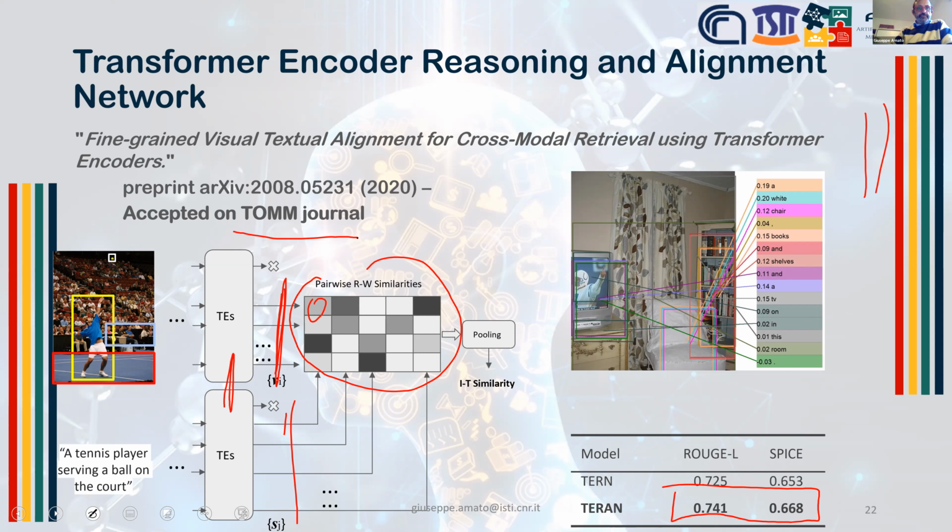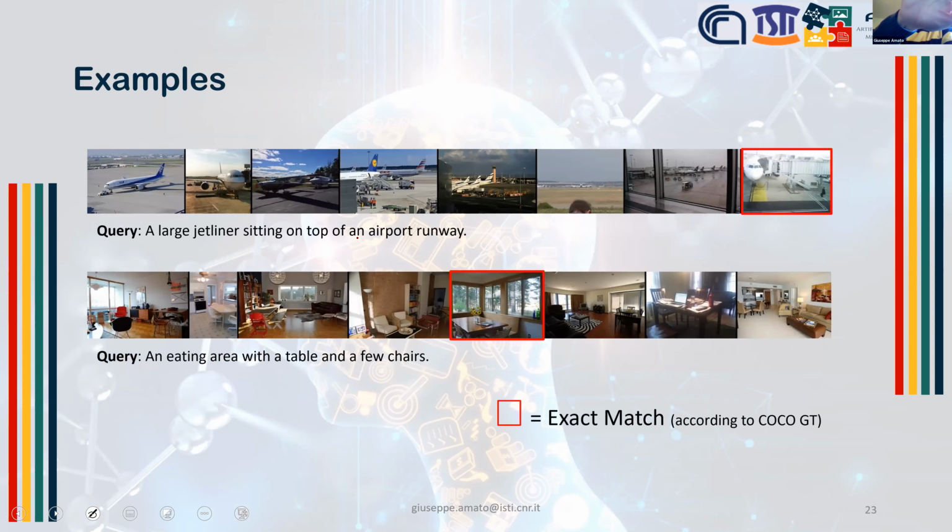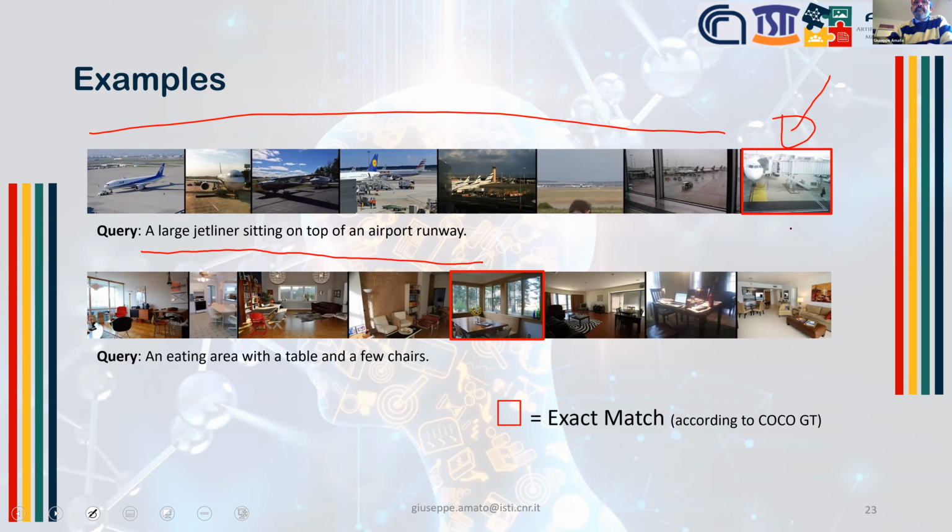This is an example of matching between text and image. So the query is a large jetliner sitting on top of an airport runway. You see, these are the images, and this is the exact result given by the ground truth of Coco. You can see that it is not the first one retrieved by us, but all the remaining images are pertinent as well. Same thing for this second example, an eating area with a table and a few chairs. You can see that this is the exact result from the ground truth coming from Coco, but I guess that you all agree with me that all the remaining images are relevant to the query as well.